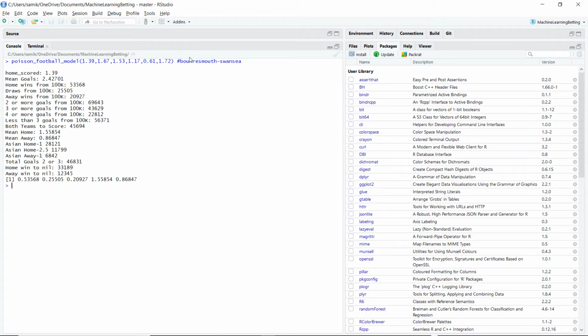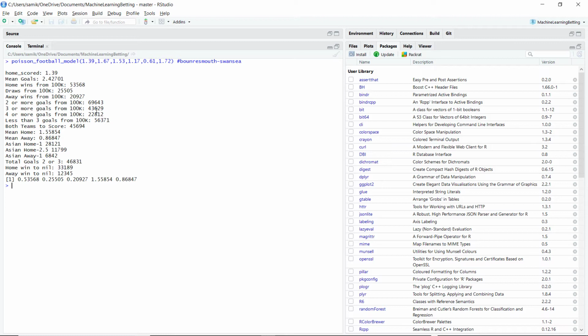So, for example, this is Bournemouth. We plug in the numbers, and these are the results we get from the simulations. It generates 100,000 games with the probabilities based on the average rates for both sides, and this is what it expects to happen. In this case, I'm interested in the goals. Two or more goals is nearly 70%.